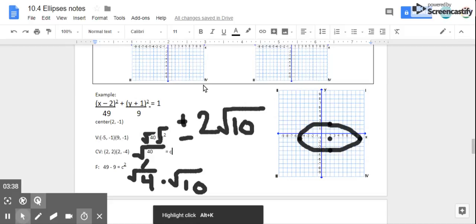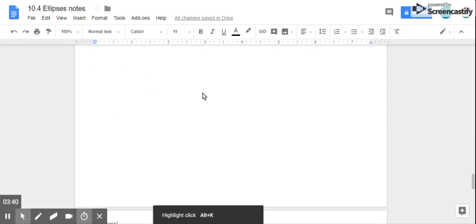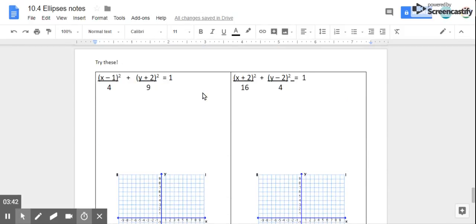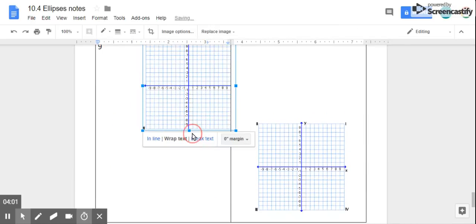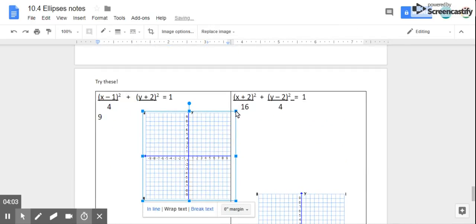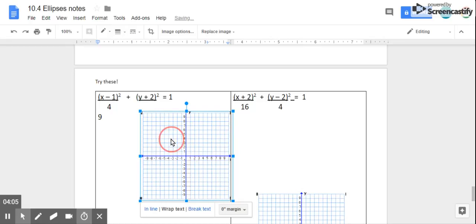Okay, so let's go down to the next one. So try these. So actually what I want to do is I want you to take a second and try these on your own. It's going to take me a second to get my life together anyways and graph them. So let's graph them together. And then when you're ready, you can go ahead and look up at the screen and I should have it all set for you. Okay.